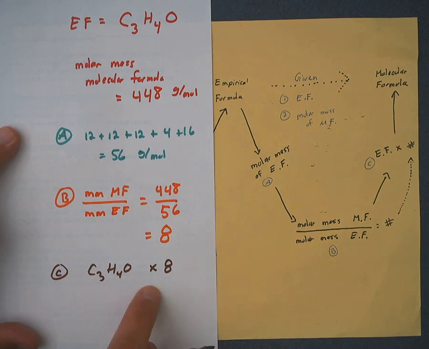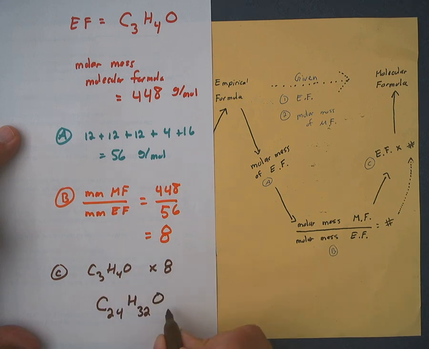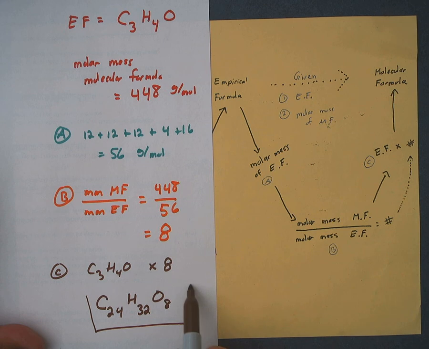So 3 carbons 8 times bigger, I think, is 24 carbons. And 4 hydrogens 8 times bigger is 32 hydrogens. And 1 oxygen 8 times bigger is 8 oxygens. So this is our final answer.